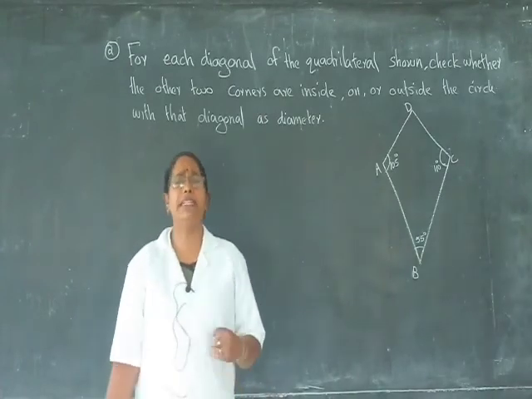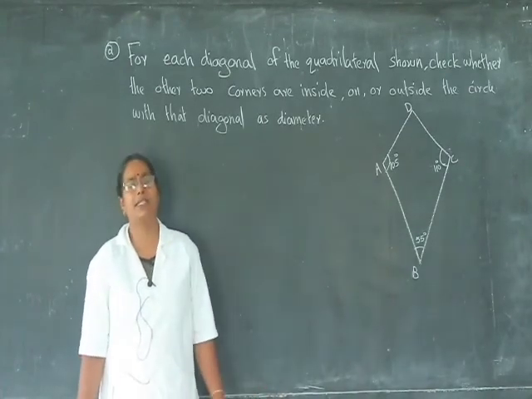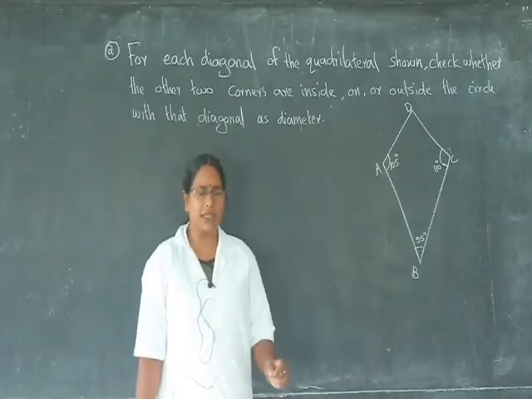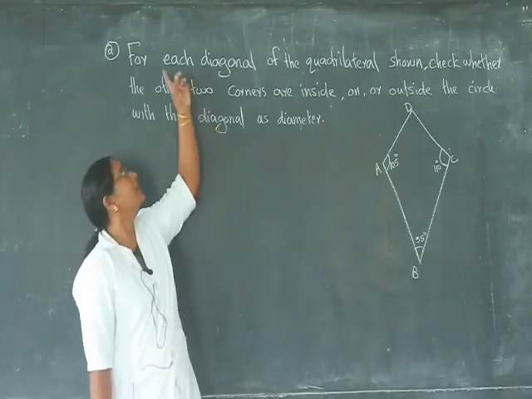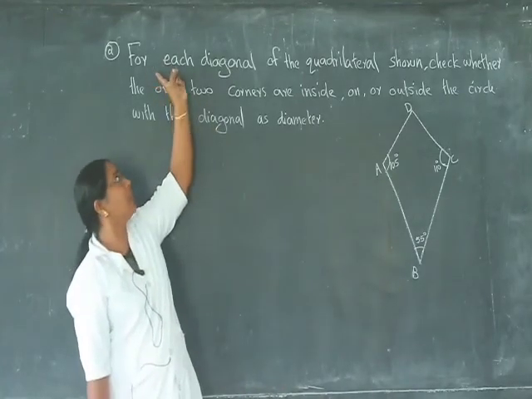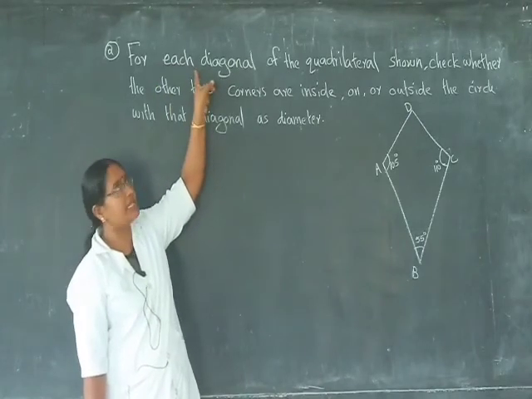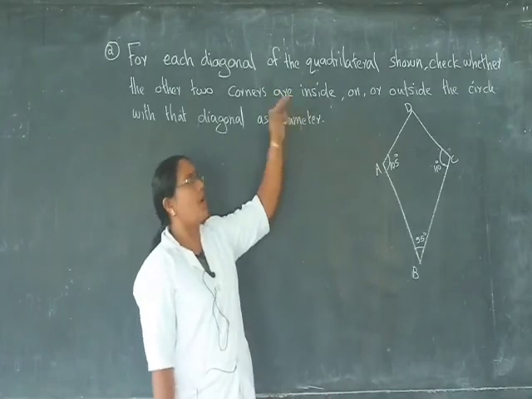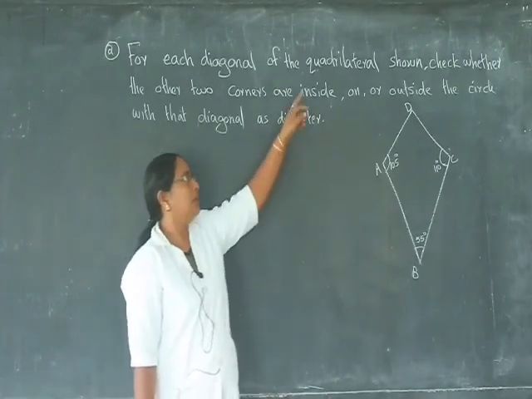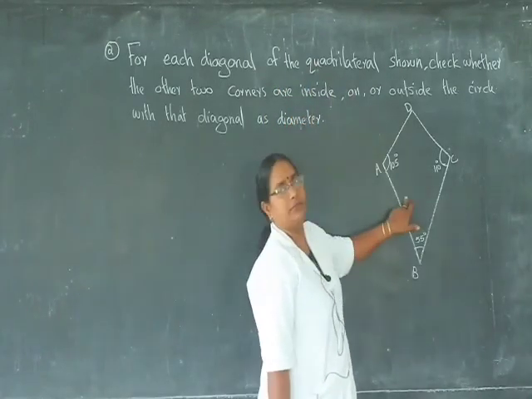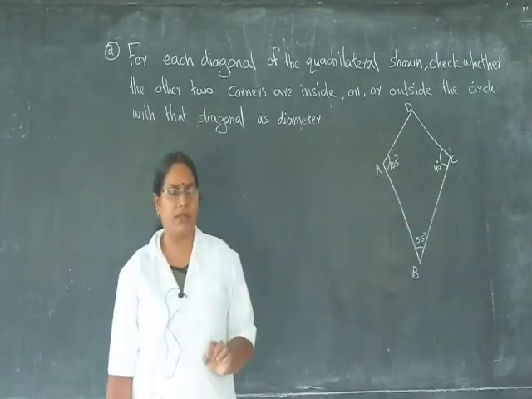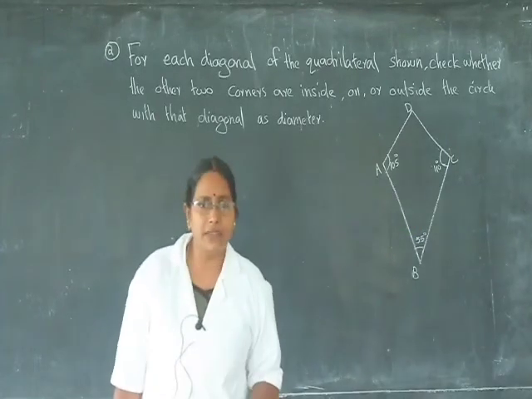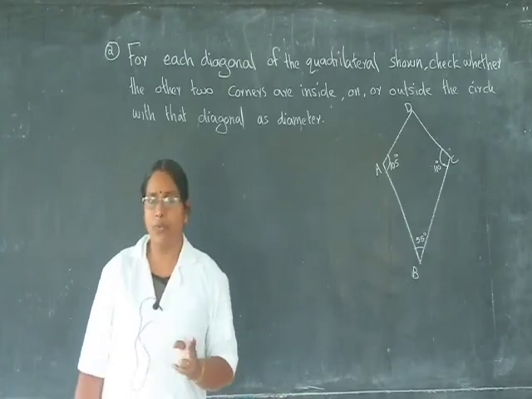Angle made inside the circle is more than 90. Using those 3 statements, find the answer to the second question. For each diagonal of the quadrilateral shown, one quadrilateral is given. That quadrilateral has 2 diagonals.